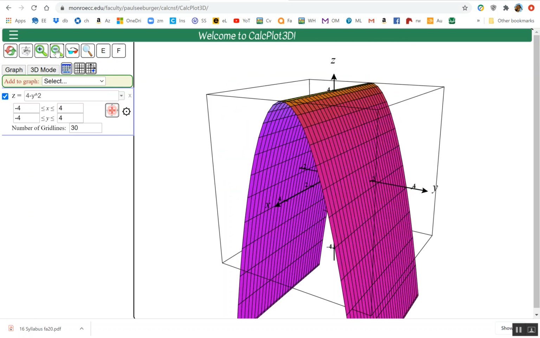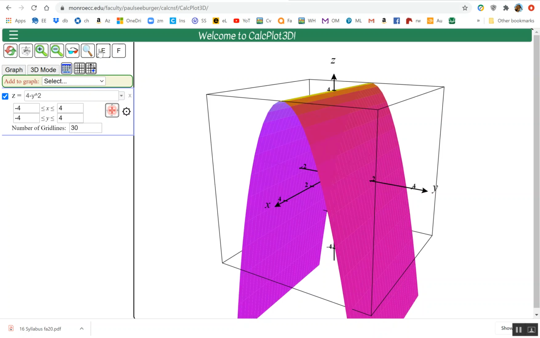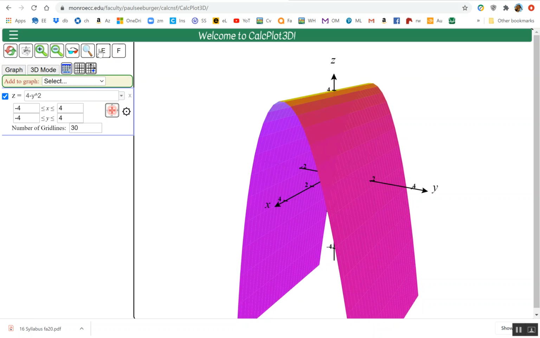Okay, zoom out, get rid of those edges, get rid of the box. There we go. You can see the level curves if you imagine slicing this surface with a horizontal plane and projecting downward. If I slice with a horizontal plane, like z equals 1, I'm going to get 2 lines.